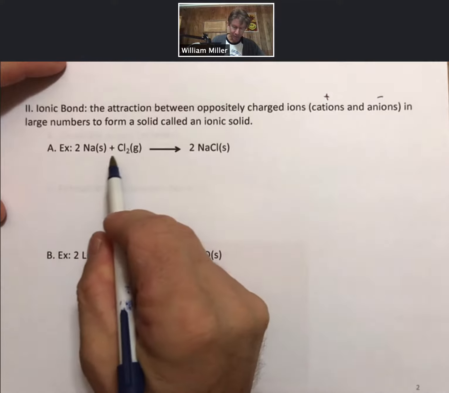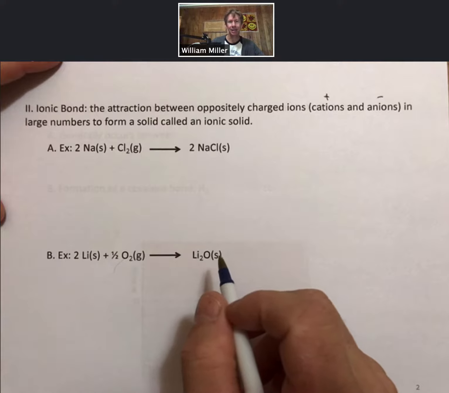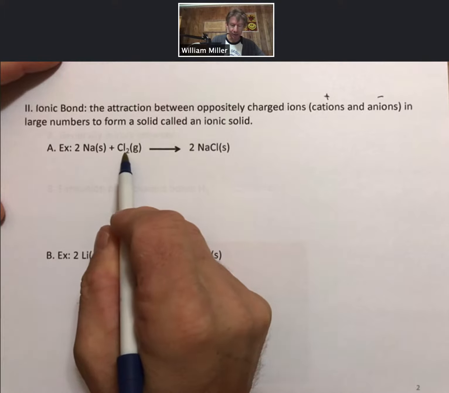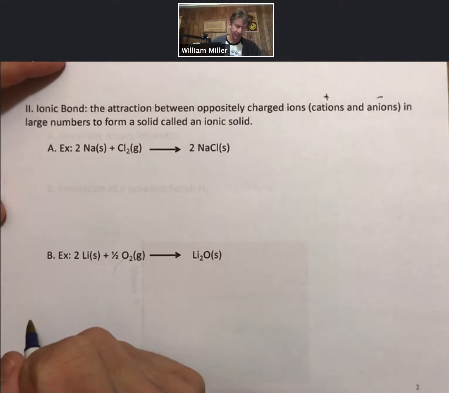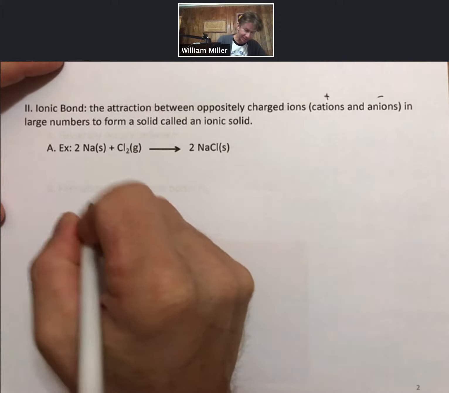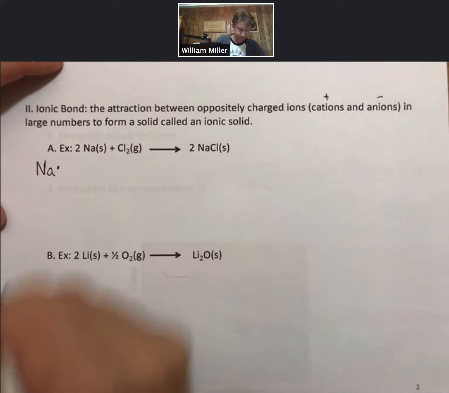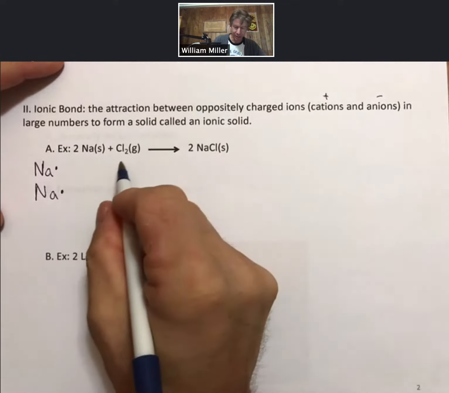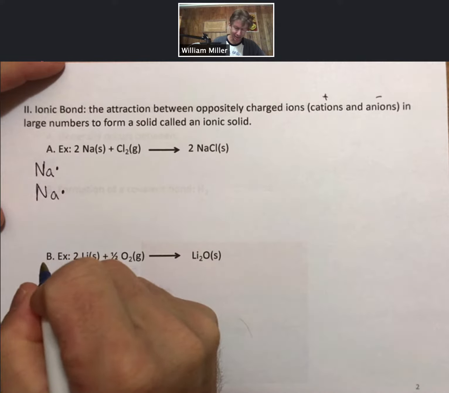A reaction that forms an ionic solid and allows us to think about the movement of electrons as an ionic bond forms involves 2 sodium atoms and 1 chlorine molecule forming 2 formula units of sodium chloride solid. If we do Lewis dot formulas for the atoms, we have 2 sodium atoms, and we have chlorine, which has a covalent bond. For now, I'm going to draw all the electrons as dots so that we can see them.